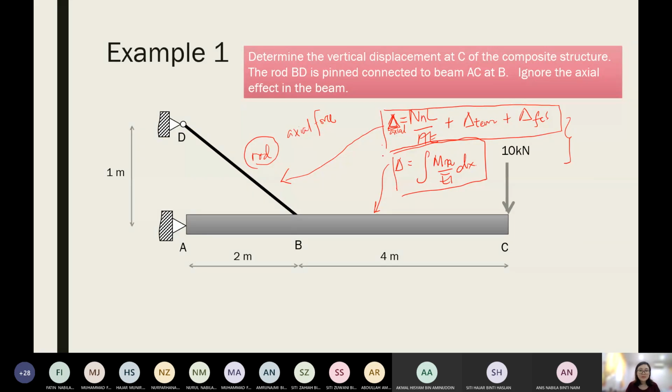Okay, we just plus it. So today we will have a look at how to determine the vertical displacement of this composite structure at C. Because we are dealing with axial force type of structure and bending type of structure, we just sum up this deflection value. Okay, so let's have a look.